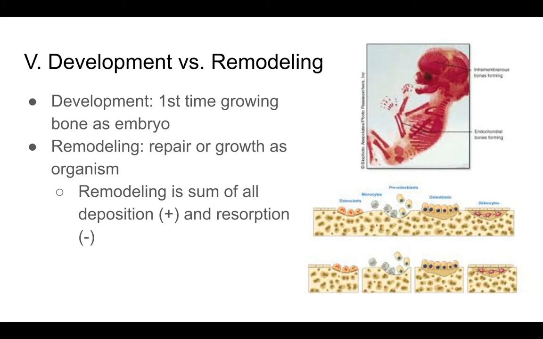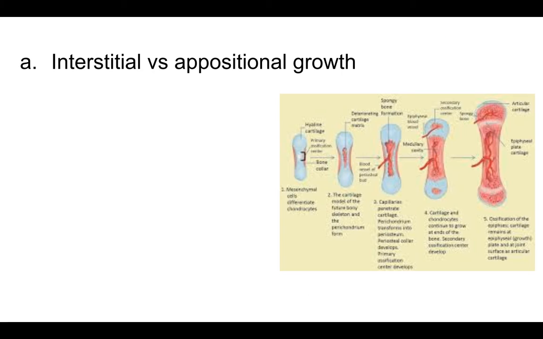So remodeling, and we'll see this in a second, is actually the sum of all of the activities that are called deposition and resorption, not reabsorption, but resorption. Deposition, you see the little plus beside it, is anytime we are building bone and those osteoblasts are called into gear and they begin building bone matrix. Resorption is about breaking the bone down and is directly associated with osteoclast activity.